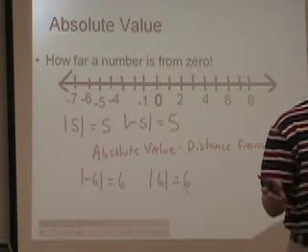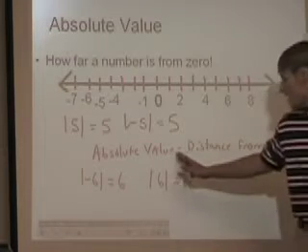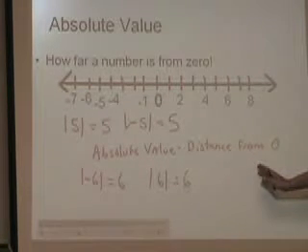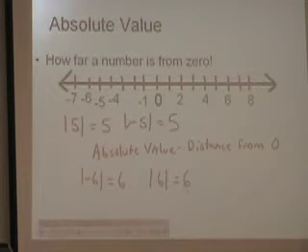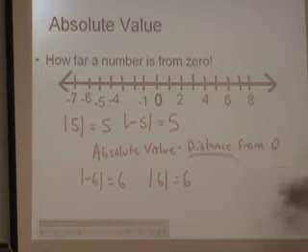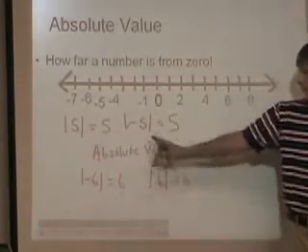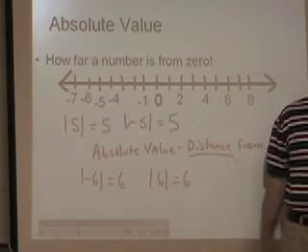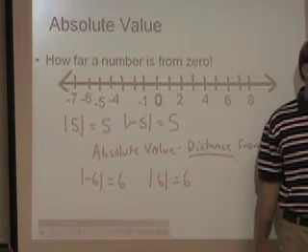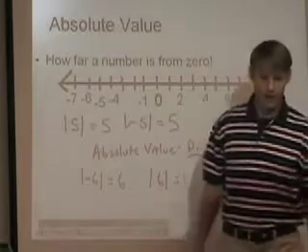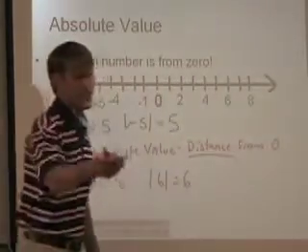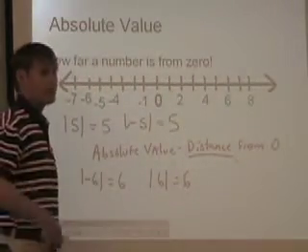Since distance is always positive, then absolute value is the distance from 0. Can absolute value ever be negative? No. Because it's the distance, and I just told you distance could never be negative. So if I ask for the absolute value of positive, it's positive. And if I ask for the absolute value of negative, it's also positive. Comprende? You know what comprende means? It means, do you understand, in Spanish. So I'll say all the time, comprende.